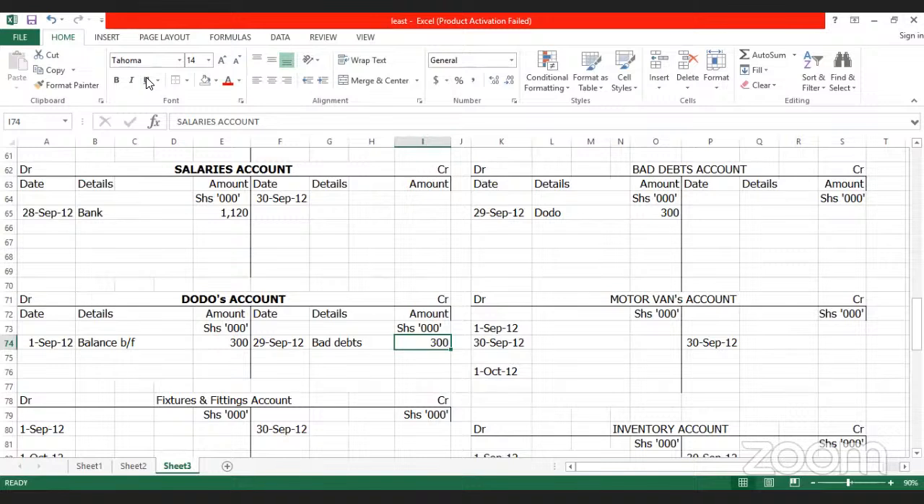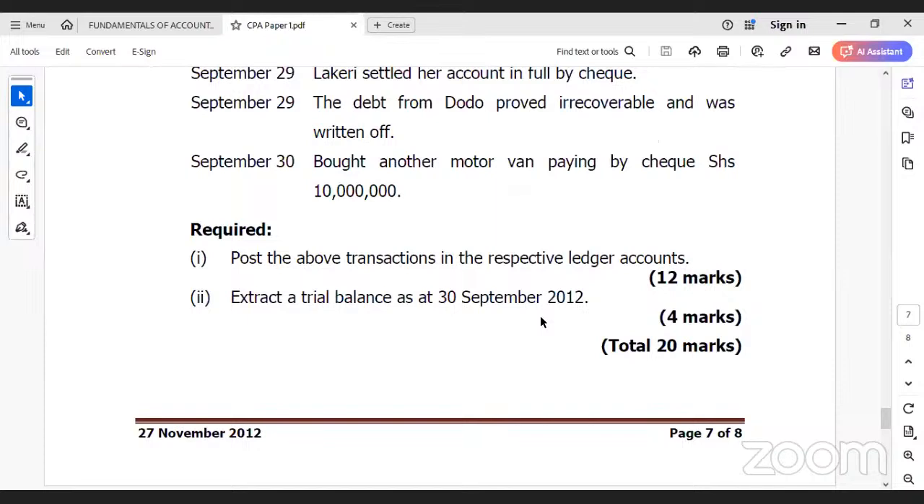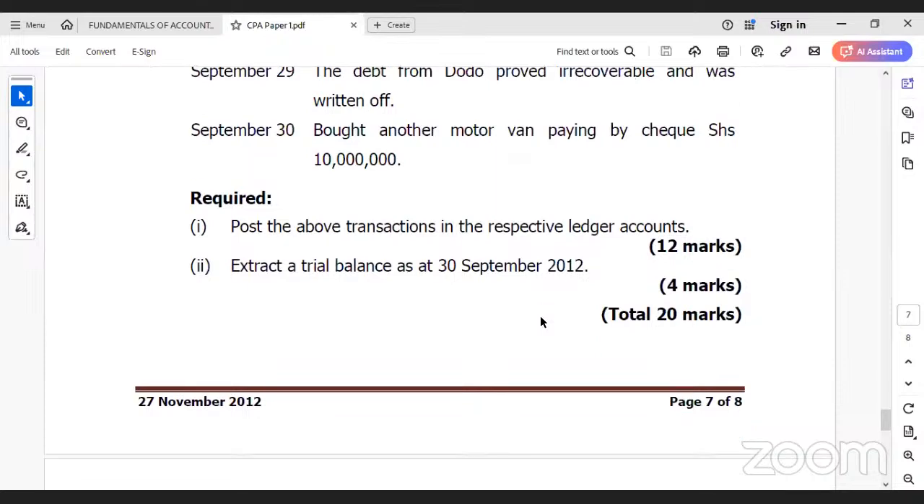Then finally we are on the last transaction. What happened lastly? Bought another motor van paying by check, 10 million shillings. So what do we do in that case? What can we do?